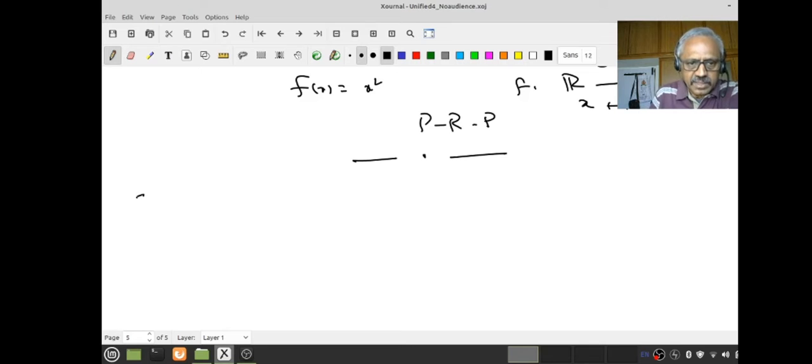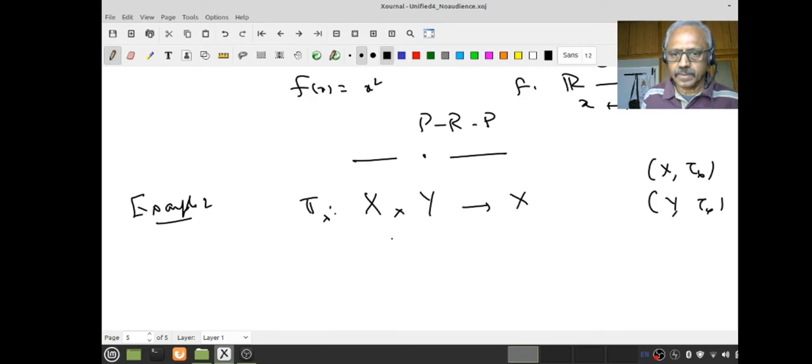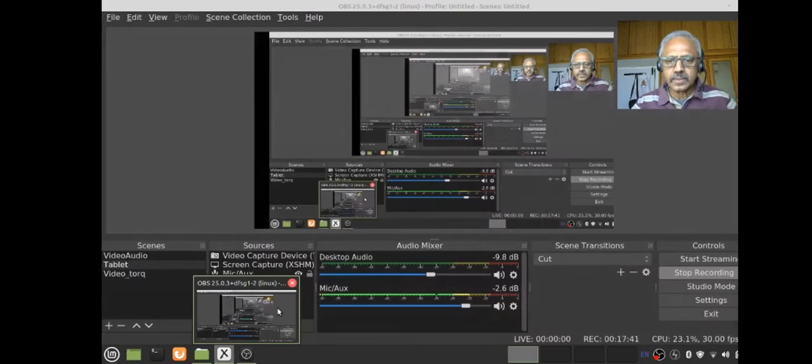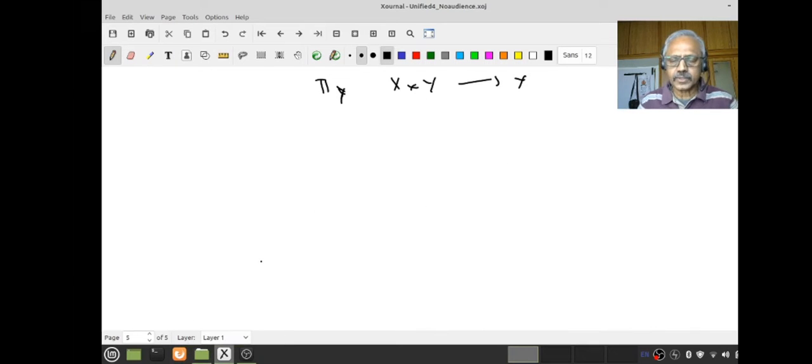Next, second construction. Let us look at that. Second construction is I have two topological spaces, (X, tau_X) and (Y, tau_Y), and the product set, and I put the smallest topology on this. So I have to let tau be the product topology.